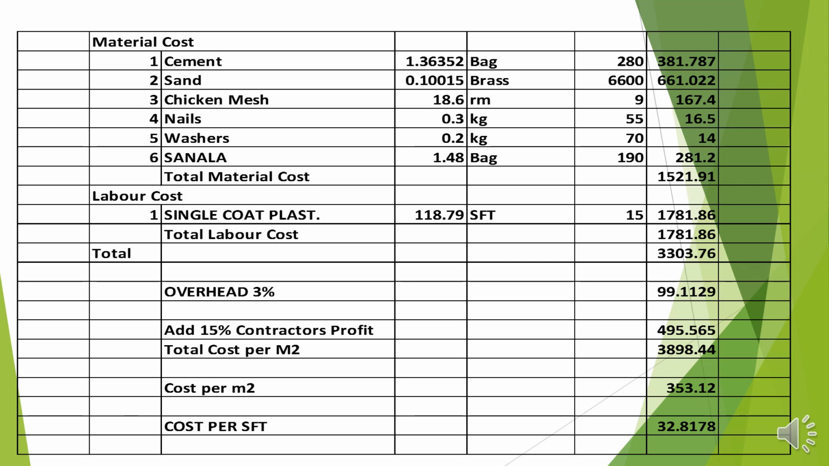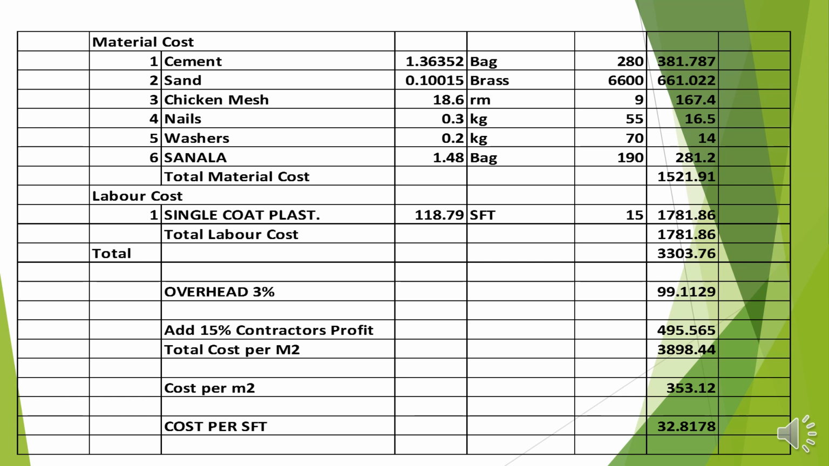Cement 1.36 bags at the rate of 280 will be 381. Sand 0.1 brass at 6600 will be 651.022. Chicken mesh 18.6 running meter at the rate of 9 will be 367. Nails 0.3 kgs at the rate of 55 will be 16.5. Washers 0.2 kgs at the rate of 70 will make 14 rupees.